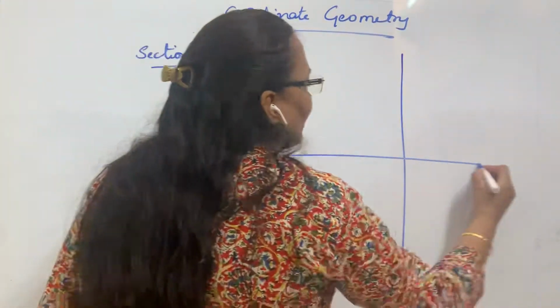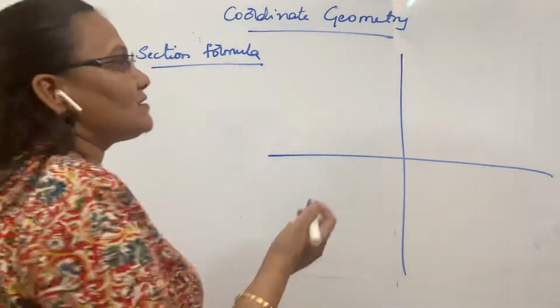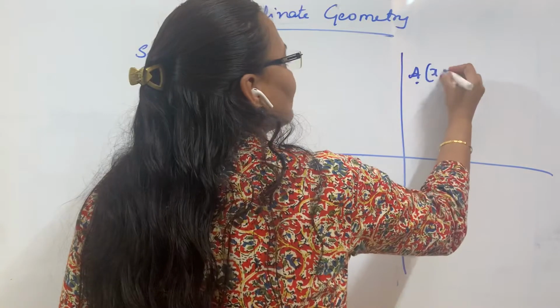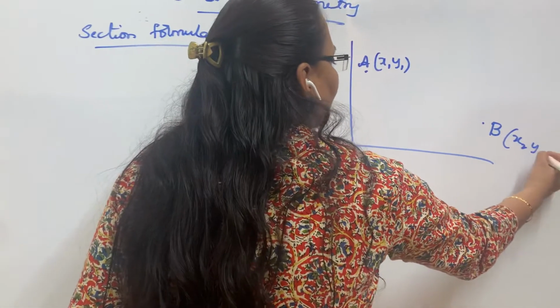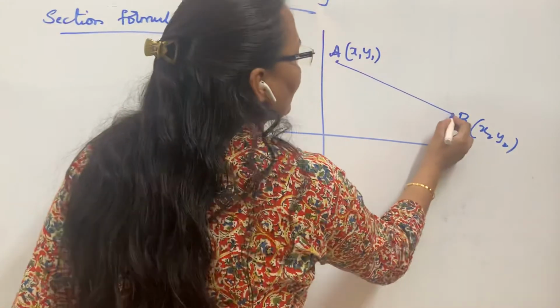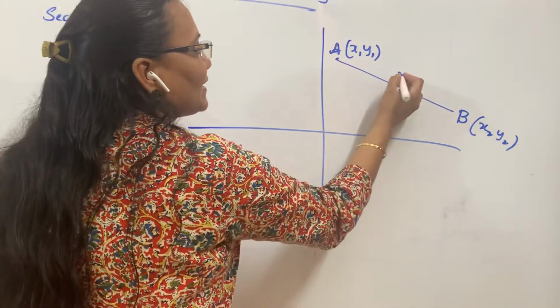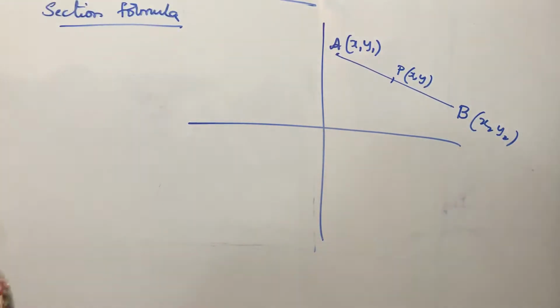Consider a Cartesian plane like this. So you are given two coordinates. Let the two coordinates be A (x1, y1) and the other coordinate B (x2, y2). Now, how to apply the section formula? Now, consider a random point in between A and B. Let that random point be P (x, y).